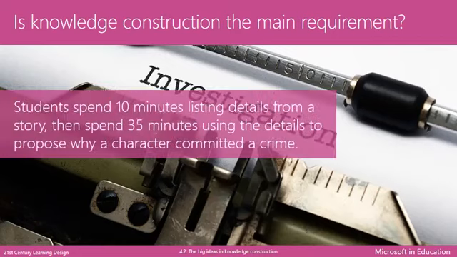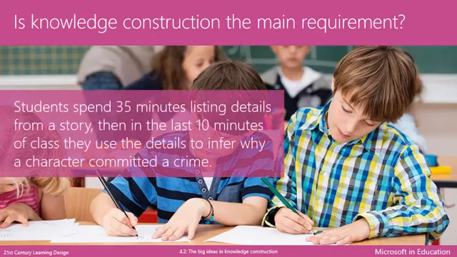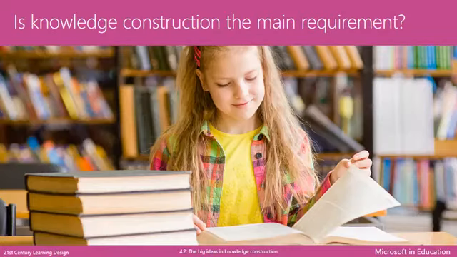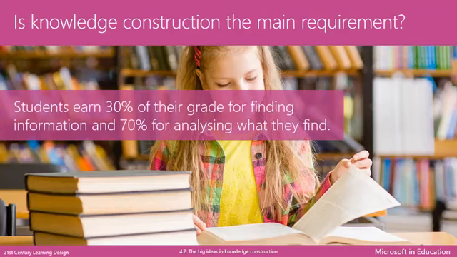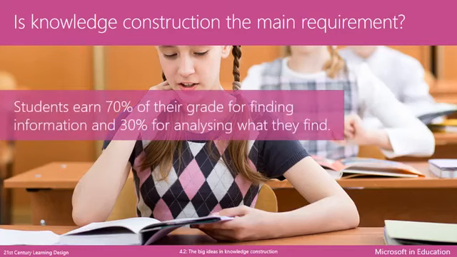Students spend 10 minutes listing details from a story, then spend 35 minutes using the details to propose why a character committed a crime. Now consider if knowledge construction is the main requirement, where students spend 35 minutes listing details from a story, then in the last 10 minutes of class, they use the details to infer why a character committed a crime. Is knowledge construction the main requirement, where students earn 30% of their grade for finding information and 70% for analysing what they find? Is knowledge construction the main requirement, where students earn 70% of their grade for finding information and 30% for analysing what they find?